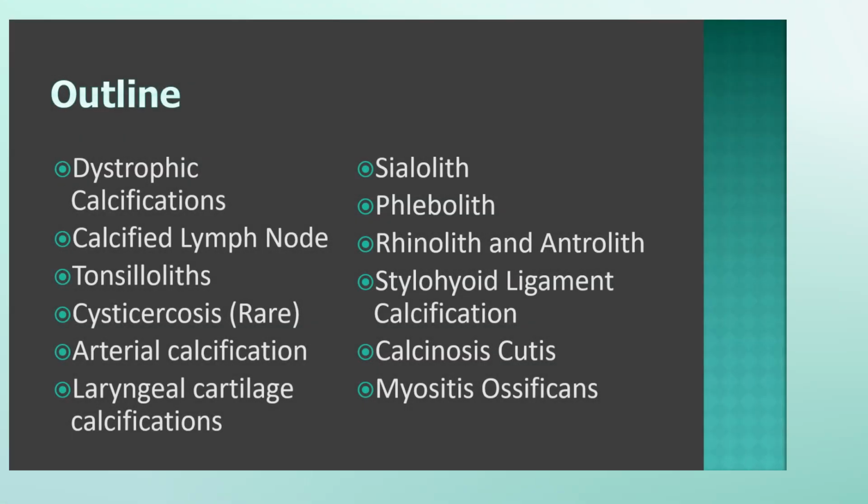This is part 2 of soft tissue calcifications. We'll continue with Phleboliths, then we'll have Rhinoliths and antroliths, Stylohyoid ligament ossifications, Calcinosis cutis, Myositis Ossificans, and then we'll end with some cases to see how much you've learned.